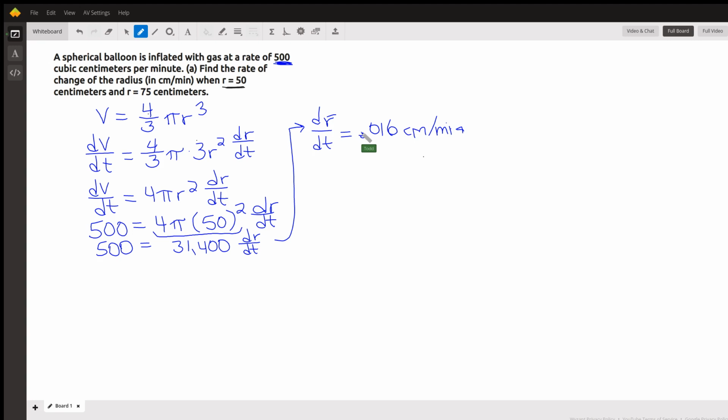Now, for the second part, the radius being 75, I'm at my 5 minutes already. You're going to go back to this equation right there at the bottom. The only difference is you're going to be putting 75 in instead of 50. Do it the same exact way.